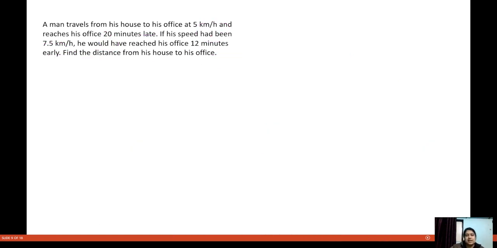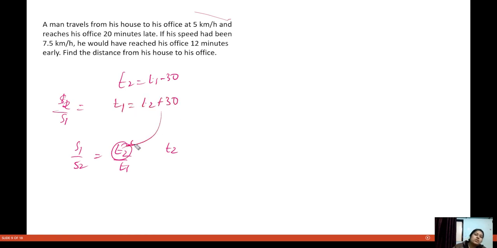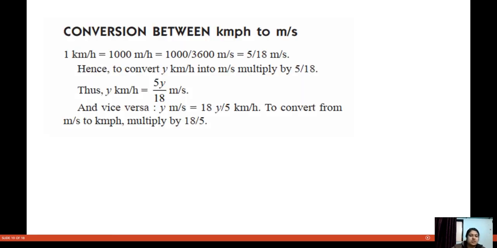I hope everybody is clear with this thing. See what we are doing in this question. We already know that S2 by S1 or S1 by S2 is equal to T2 by T1. Now we know this T2: either you can do T2 is equal to T1 minus 30, or you can do T1 is equal to T2 plus 30. Both the things are the same. You can put any one of these here. You know the ratio, you calculate the time, and when you multiply speed into time you will get your distance. So this is the simple explanation of this thing.